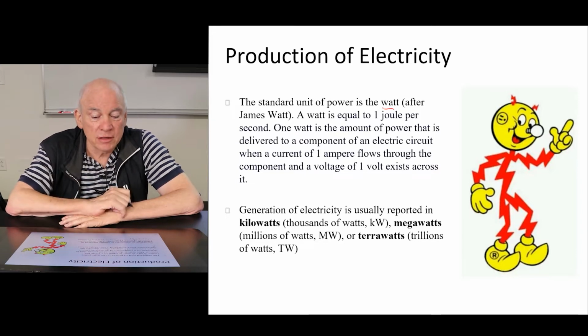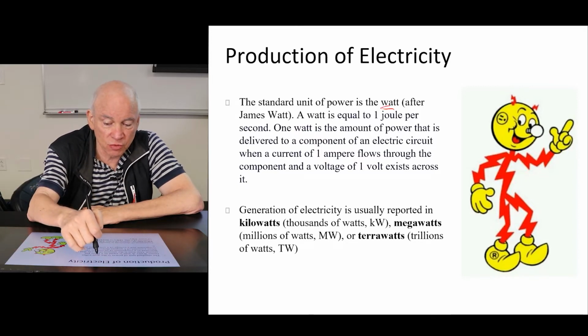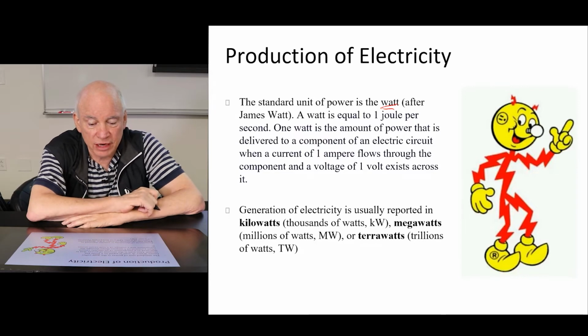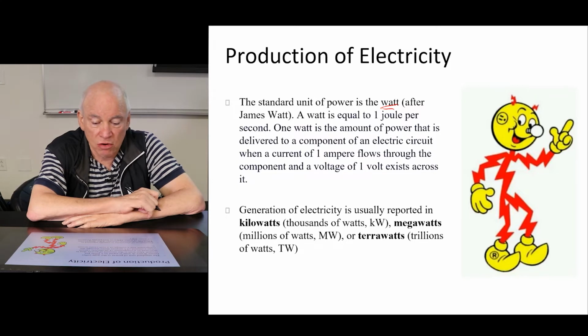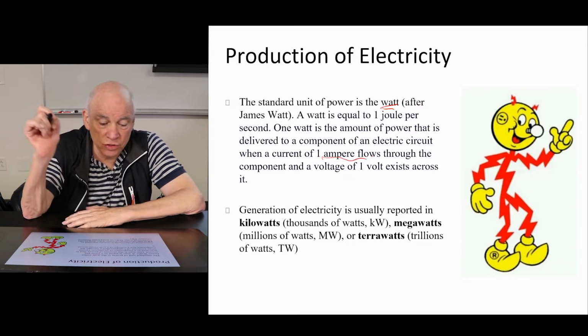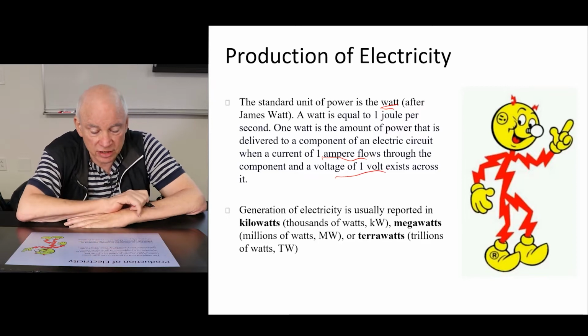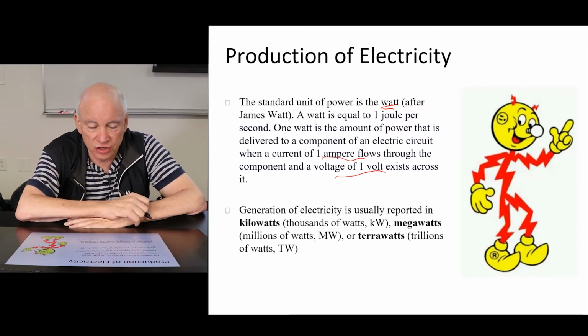So the standard unit of power, of all kinds of power, but especially electrical, is the watt, which is named after James Watt. And that's equal to 1 joule per second, or the amount of power that's delivered to an electrical circuit when a current of 1 amp flows through the component and a voltage of 1 volt exists across it. So that's the definition. You don't have to memorize that, but we'll be talking about watts a lot.